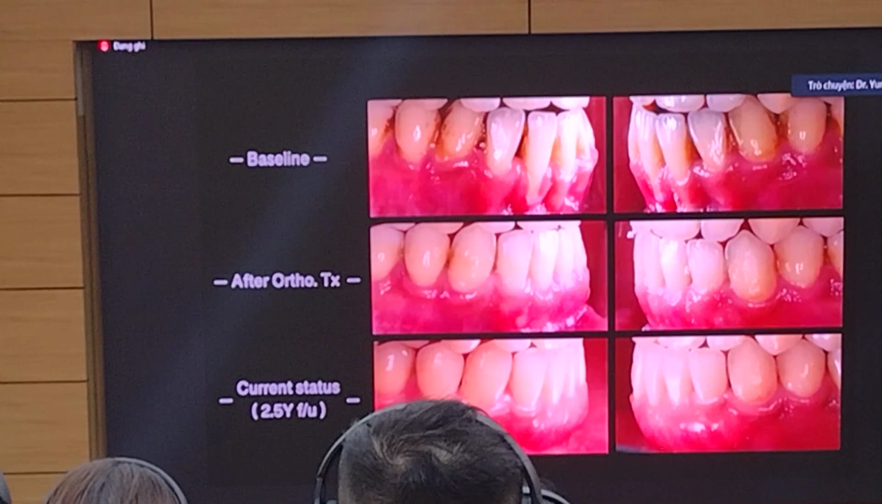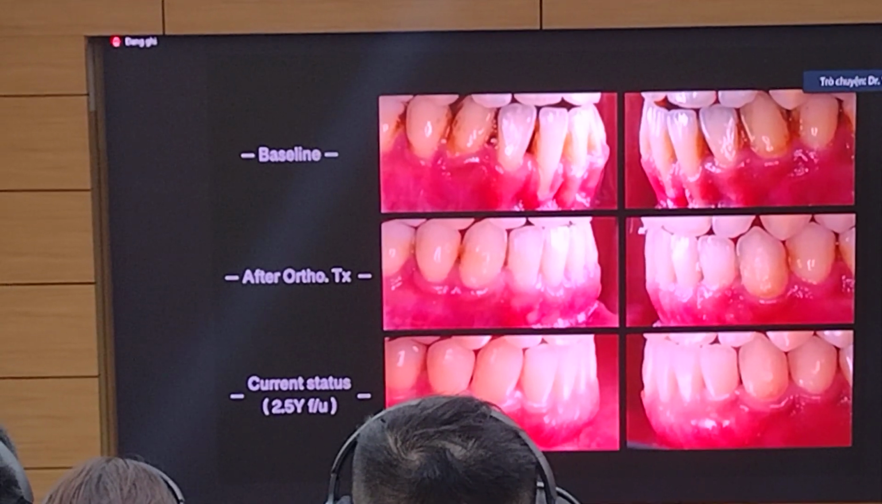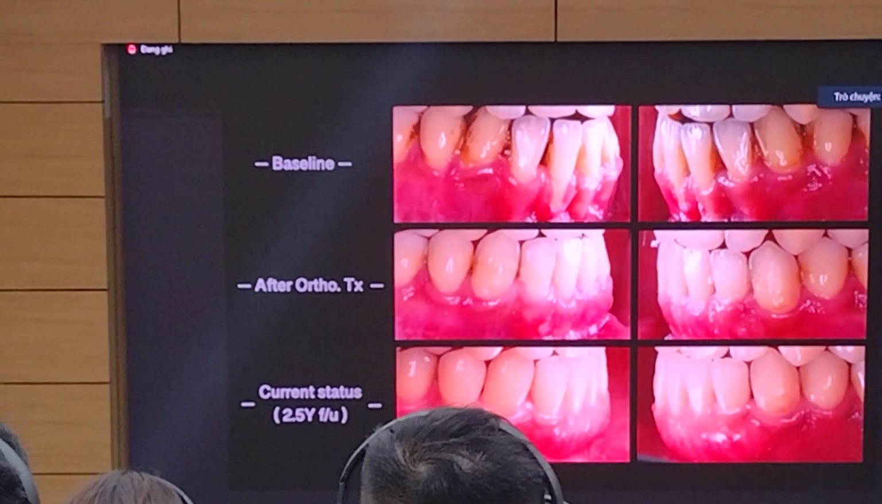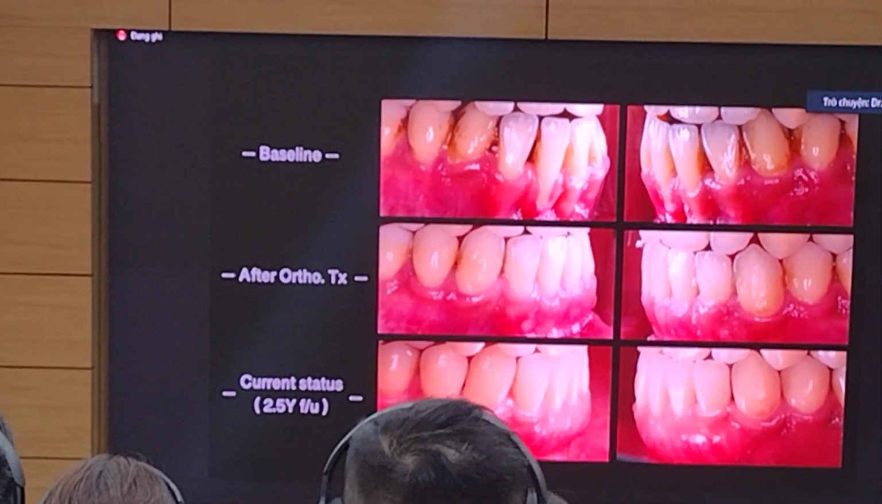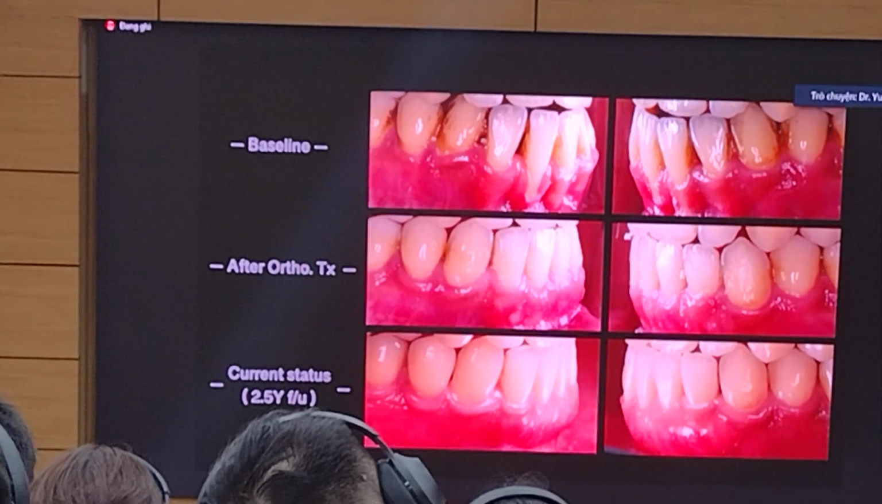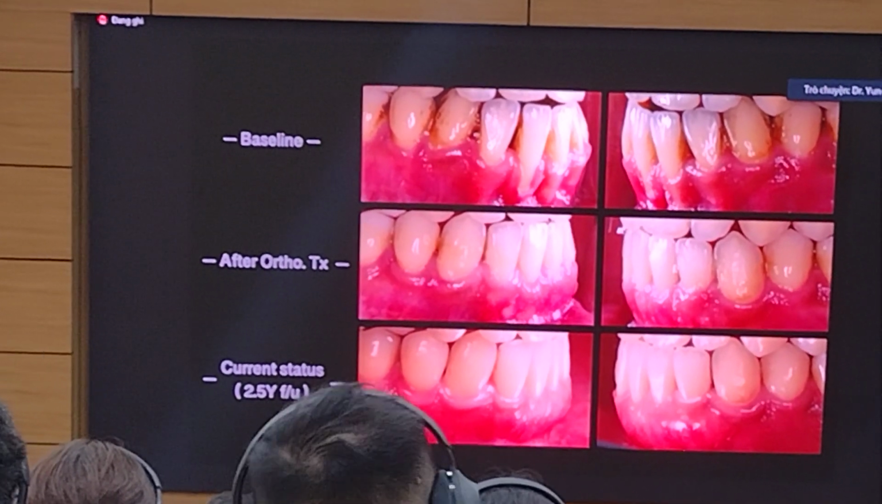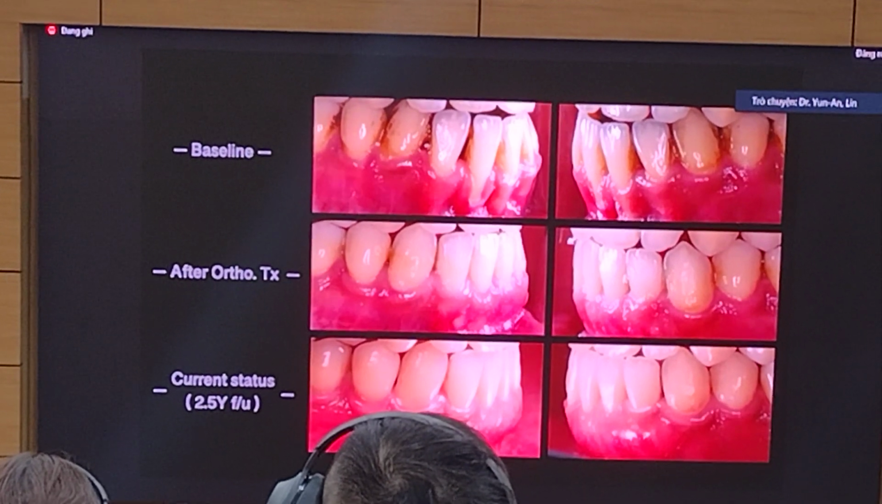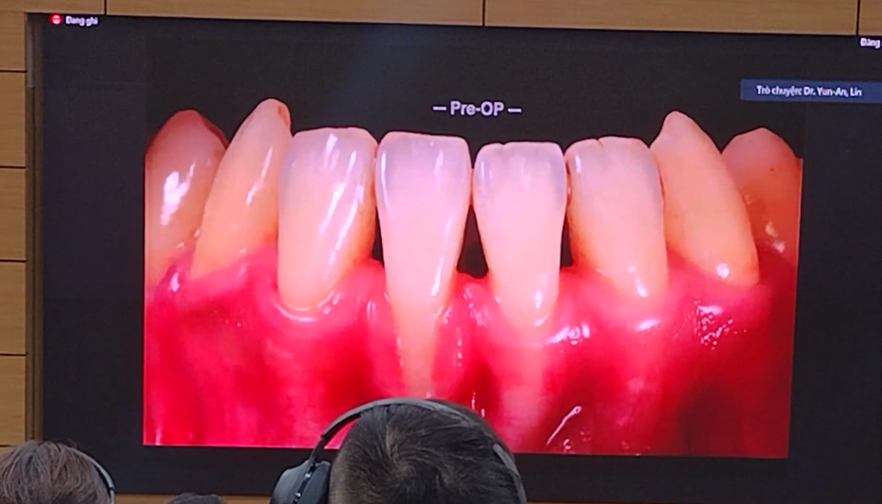Let's review this case from the beginning and observe the soft tissue thickness from a lateral aspect. The distinctive soft tissue thickness was achieved, and the augmented soft tissue remained stable even after the further orthodontic movement. Let's see this case from the front view.